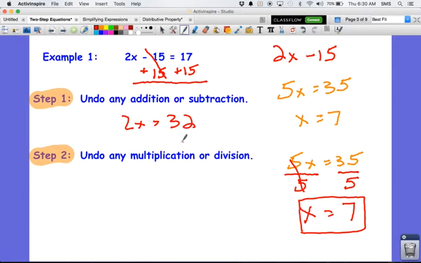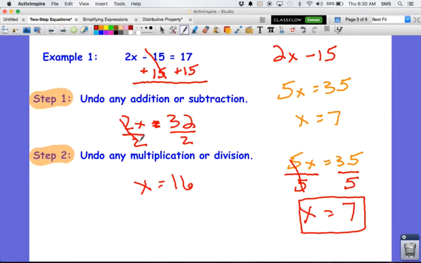2x equals 32. Now I have a simple one-step equation like you guys have done in the past right here. And I have 2 times something equals 32. In order to figure that out, I need to undo this multiplication by doing division. So if I divide by 2, whatever I do to one side of the equal sign, I have to do to the other side of the equal sign. Divide by 2, and I'll get x equals 16.